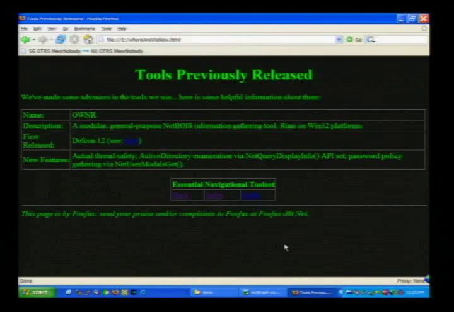So we have a number of tools previously released that we have incremental advances to. All of these are available from foofus.net. The latest revision of OWNR is not up there yet. I'll put it up when I get back.